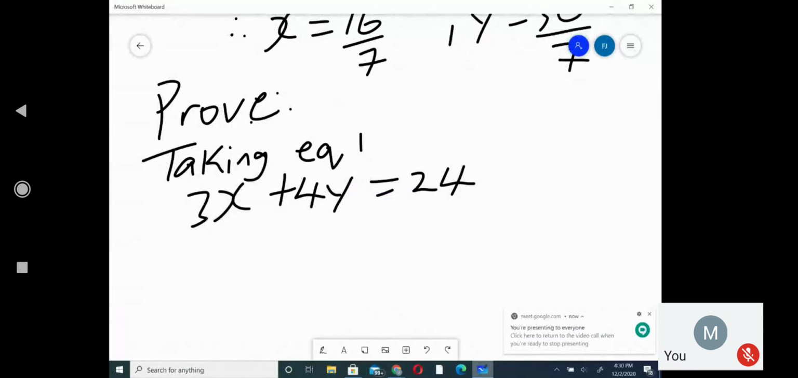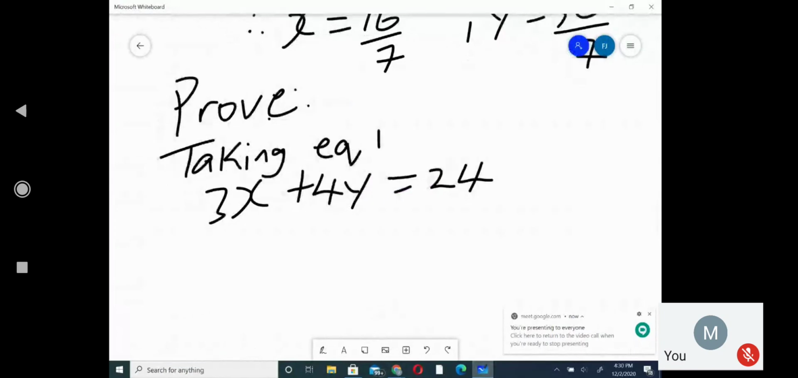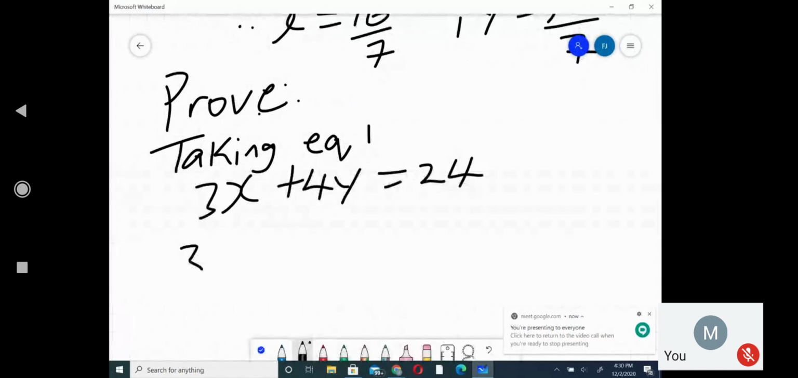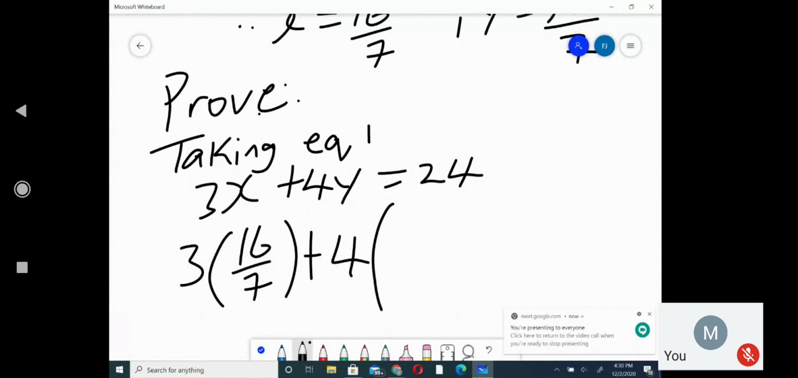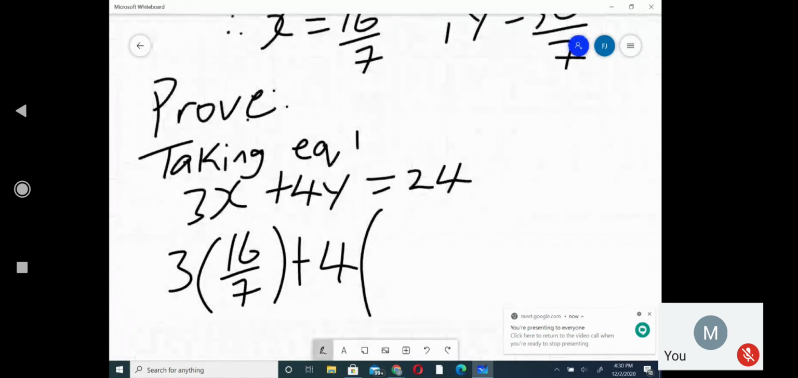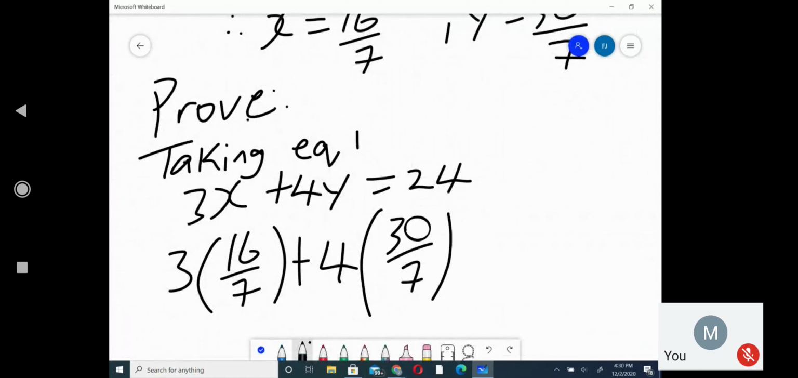16 over 7, so we're just going to substitute x equals 16 over 7 where we see x. 16 over 7 plus 4 times the value of y, which was 30 over 7. And this should equal 24 when we work it out.